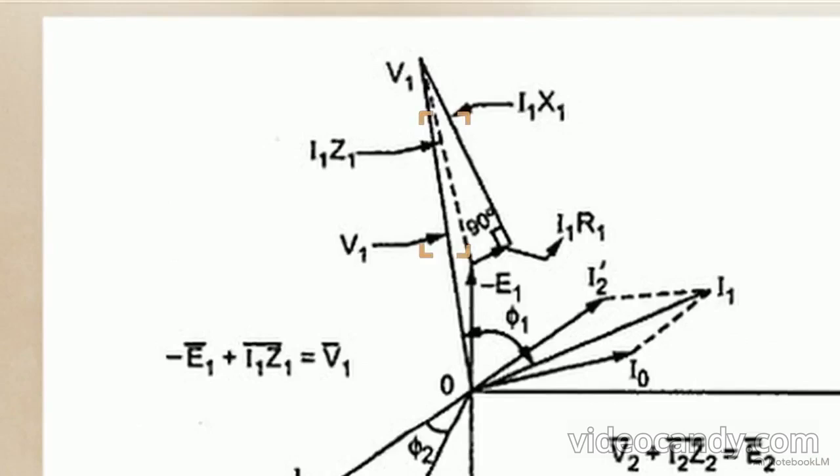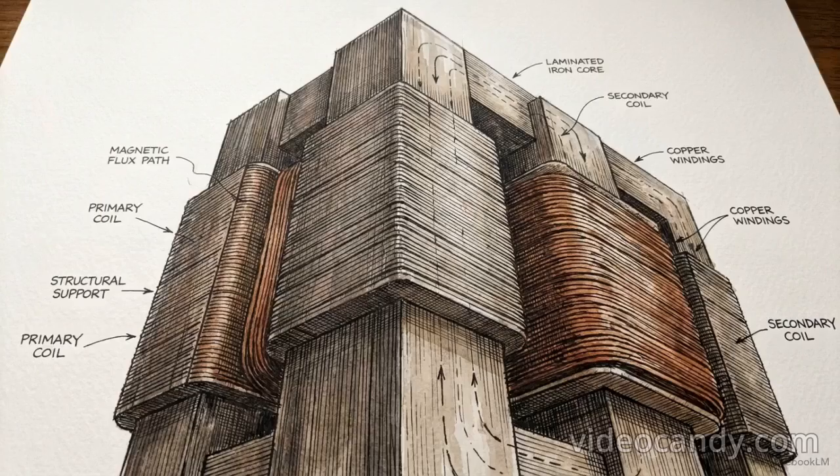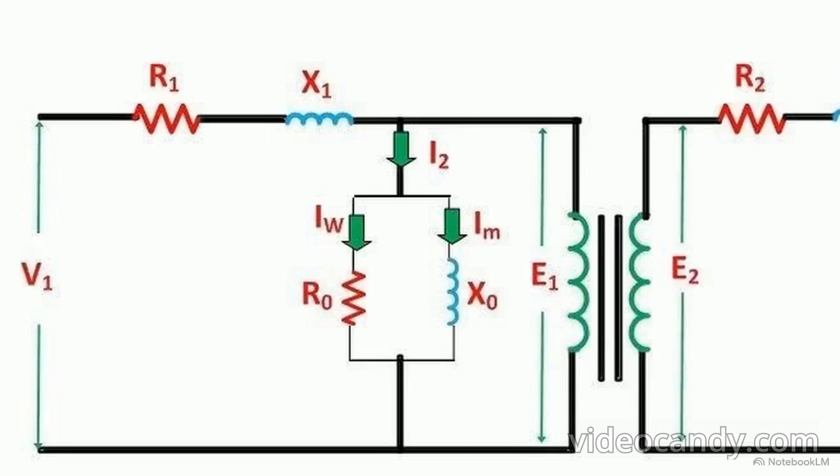Each vector tracks a specific physical event, from core magnetization to internal winding drops, providing a complete accounting of the system's energy state. These vectors quantify the resistance and magnetic leakage inherent to the machine's design. They map the behavior of miles of tightly coiled copper wire and the massive laminated iron core that couples the circuits together. On this equivalent circuit, we see those constraints categorized.